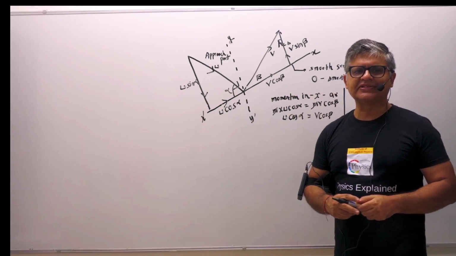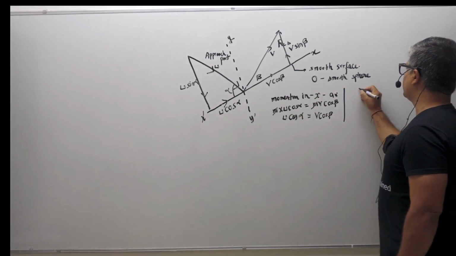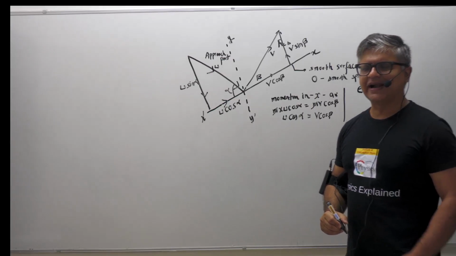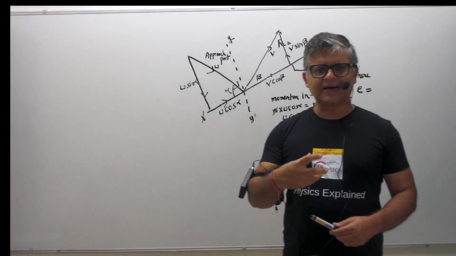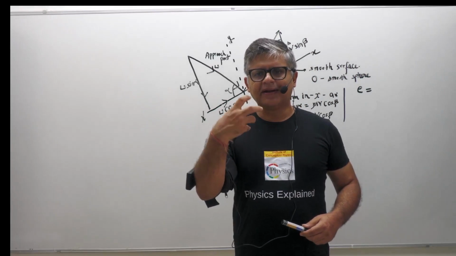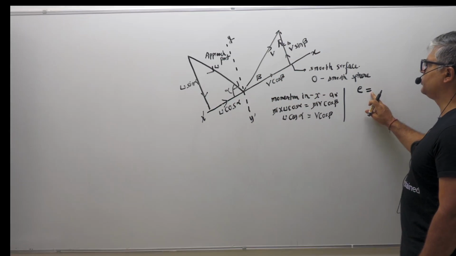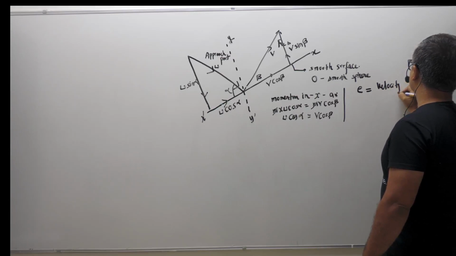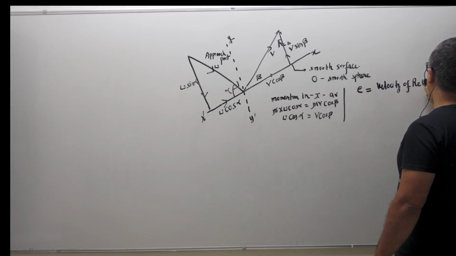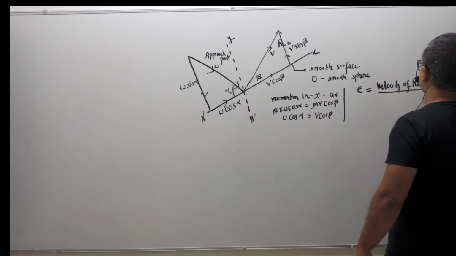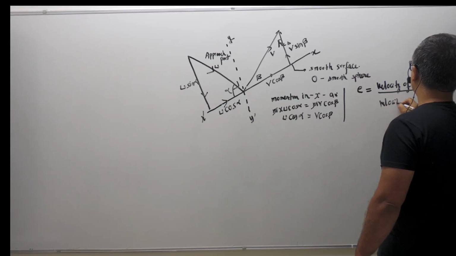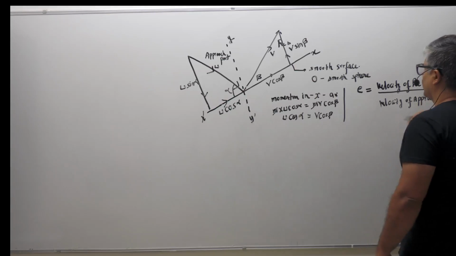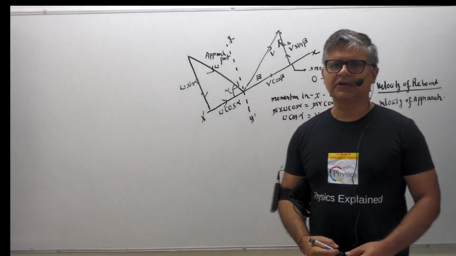Now we know the concept of coefficient of restitution. What does it talk about? It comes because of loss of energy. E is a representation of how much energy has been lost. So E is equal to the velocity of rebound divided by the velocity of approach. This is E, the velocity of rebound divided by the velocity of approach.